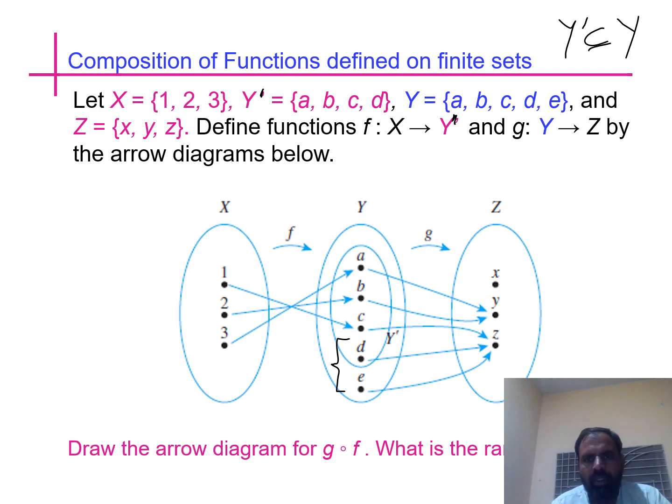Now g is defined as a to y, b to y, c to z, d to z, and e to z. We draw the arrow diagram of g circle f. Now, what is the range of g circle f? The range of g circle f is y and z, and the codomain of g circle f is the whole Z.